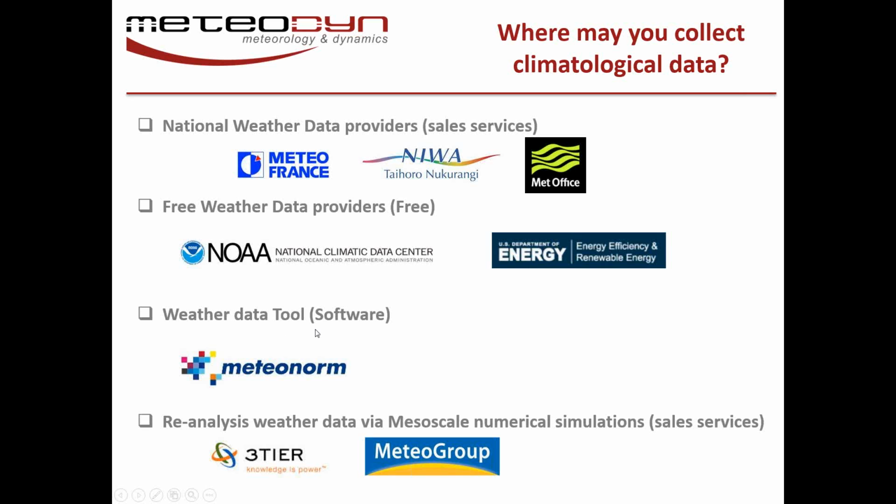Another way to get it is coming from software, like this one from Meteonorm. There are all other software that can provide you with this information. It's just an example. Another way to get it is from a simulation called mesoscale simulation, with some examples like 3-tier and Meteodyn.